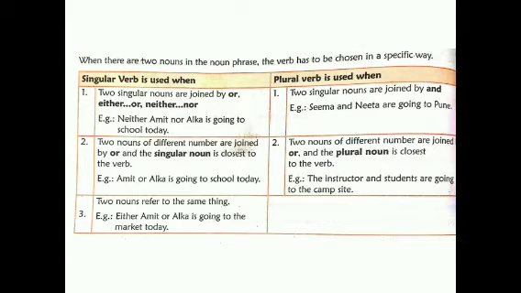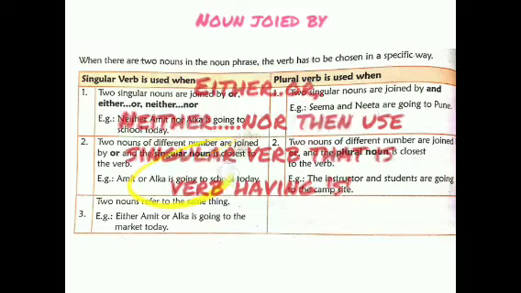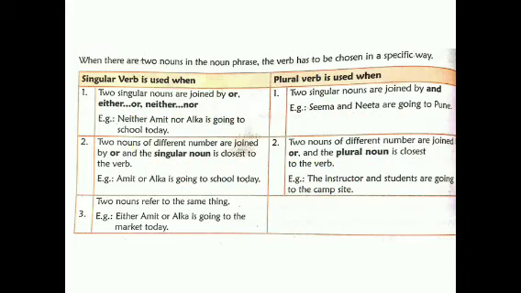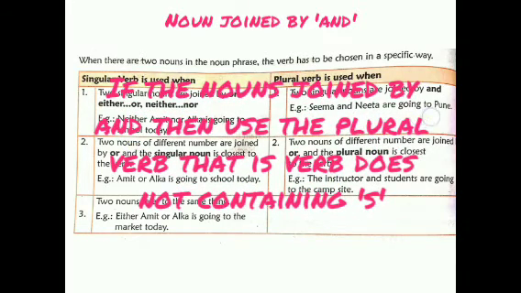The next is the table which shows when we use the singular verb and when we use the plural verb. So student, you have to understand that if your nouns are joined by either or, neither nor, then you have to use the singular verb, that is the verb containing s. Okay, if the nouns are joined by and, then we have to use the plural verb, that is the verb not containing s.